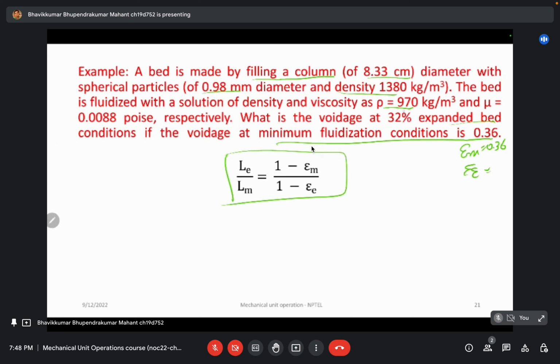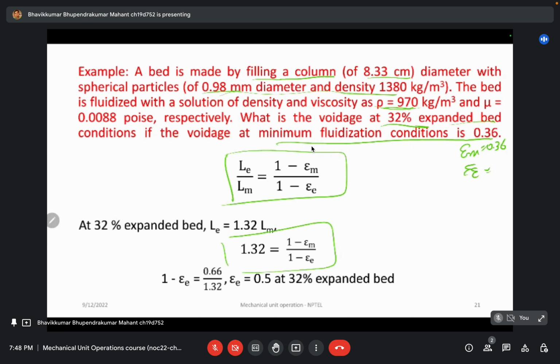You don't need to bother about the parameters of the fluid or particles, like fluid viscosity and all that. You just focus on how much the bed is expanded, 32%. So what is the difference between the voidage? That is to find. So at a 32% expanded bed, L is equal to 1.32 Lm. You just take the value and you can find that at the expanded bed you will get 0.5 voidage, which is 0.36 at the minimum, but at the expanded condition 0.5. Obviously voidage will increase at expansion.